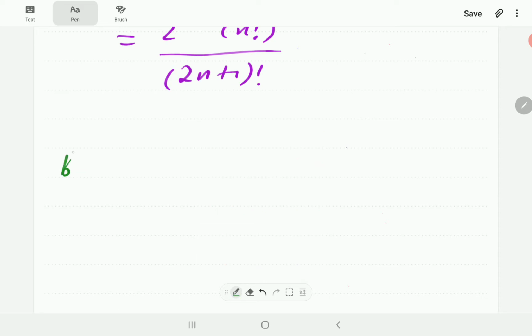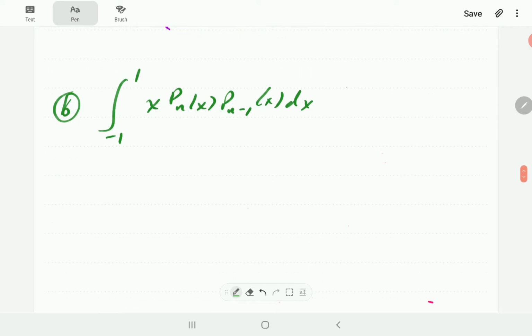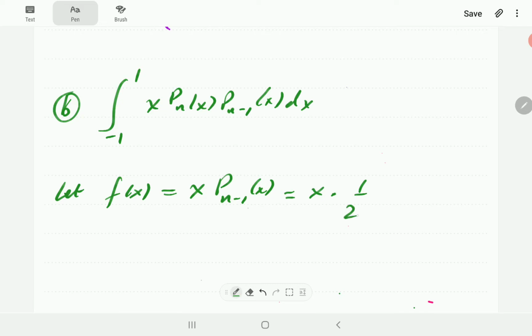All right, and then in B we have got the integral of x Pn of x, Pn minus 1 of x. So here what we're going to do is we're going to let f of x be x times Pn minus 1 of x. And then Pn minus 1 of x we're going to express using the Rodrigues formula of the Legendre polynomials.